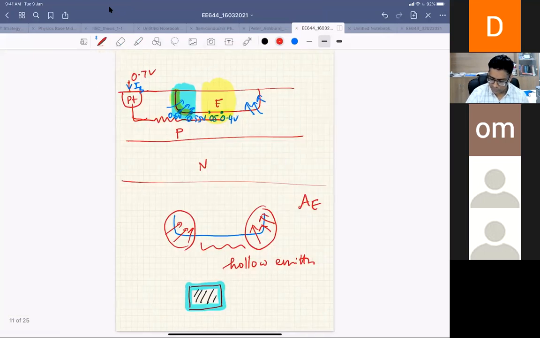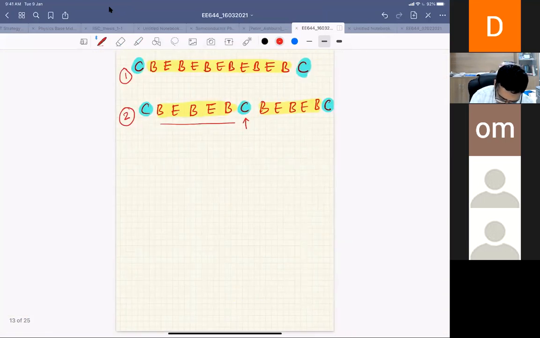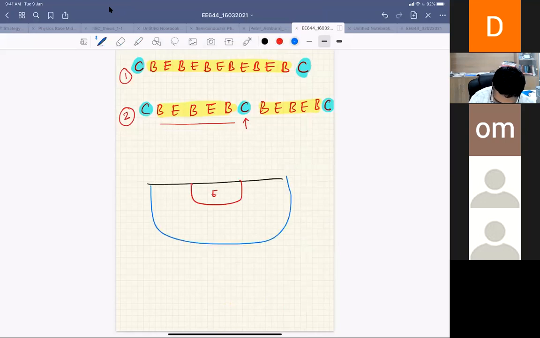So see, let's say this is your emitter, and this is your base, right? So this is your base contact. Let's say this is your base contact here, and I have a RB here, right? So there are two contacts, so I'll have two RBs, basically.